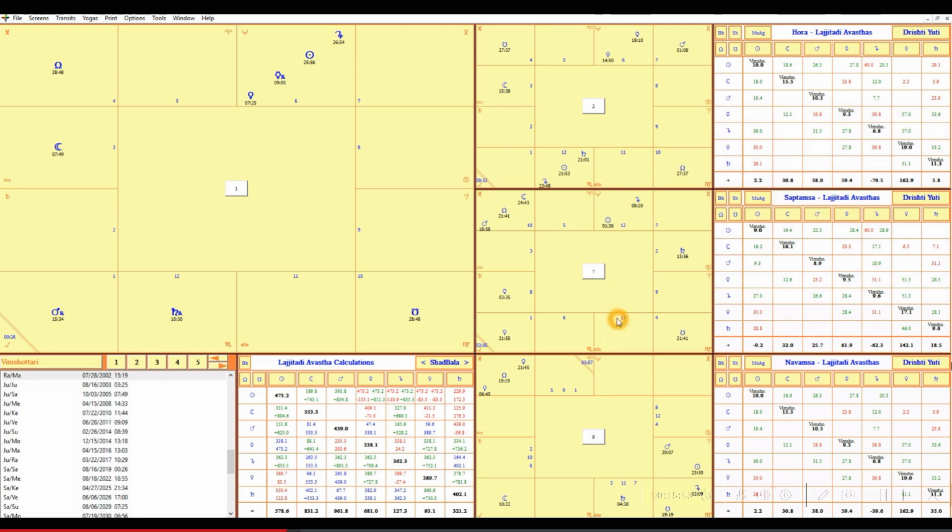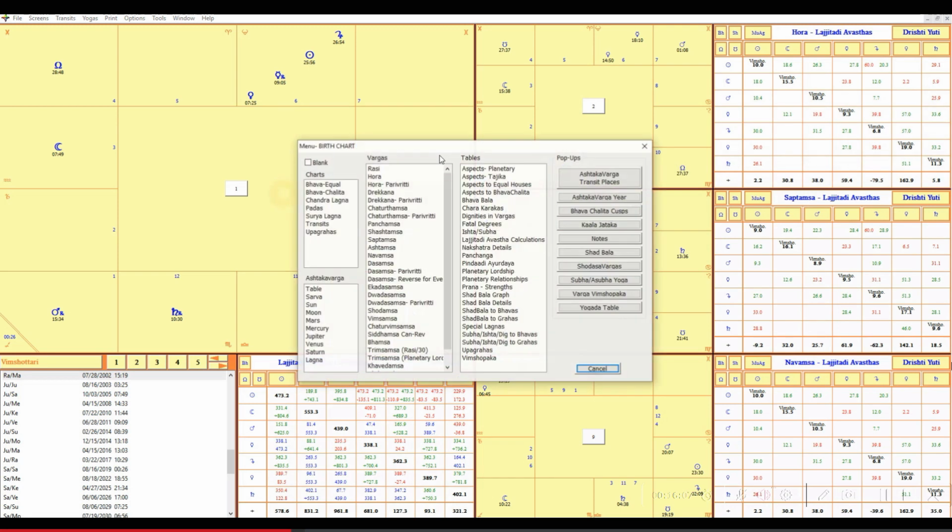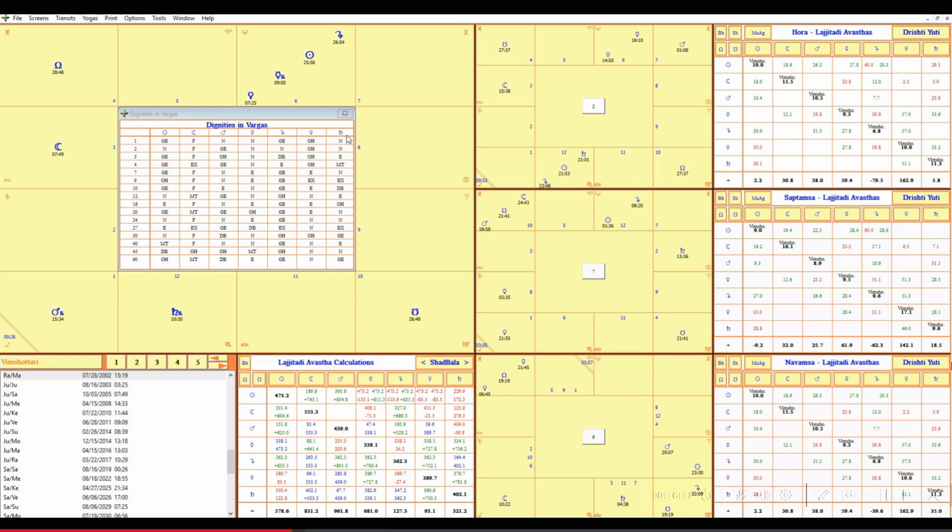So by the time we look at all the charts, we can see that maybe Venus isn't that bad. When you see the low number, don't just jump to the low number and start saying, oh God, your Venus sucks. No, this person has had some really good Venus stuff, because in a lot of Vargas, we saw here in the dignities and Vargas, Venus is in own house in 1, 2, 3, 4, 5 Vargas, and exalted in its most important Varga, the Navamsha.